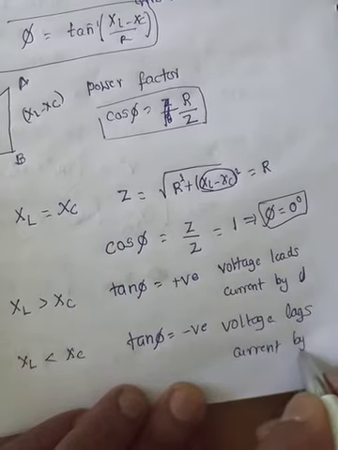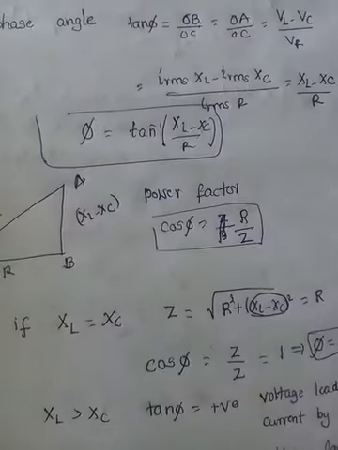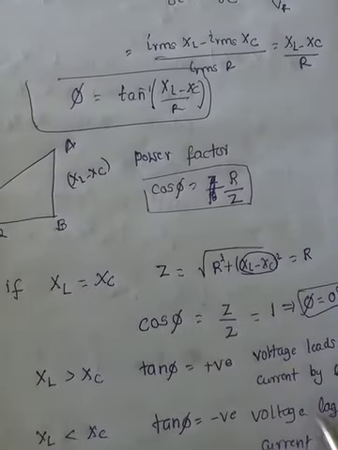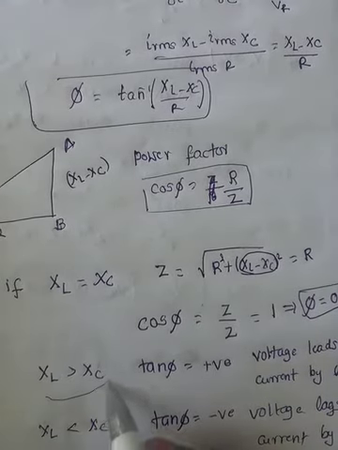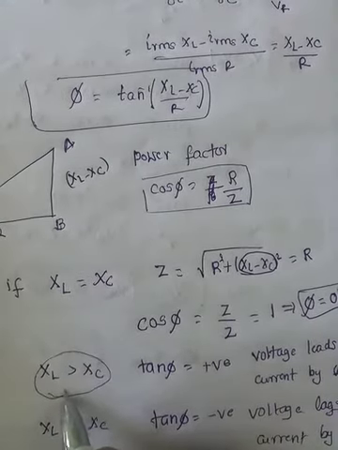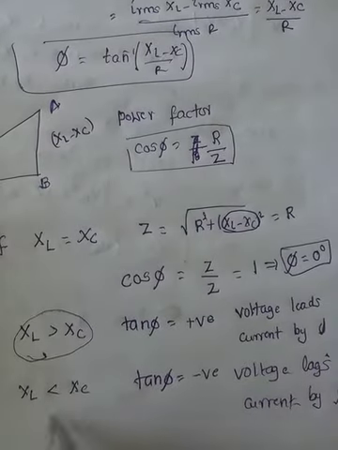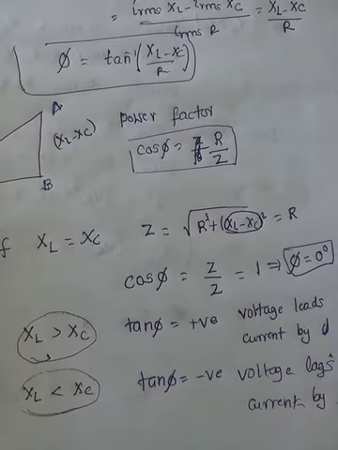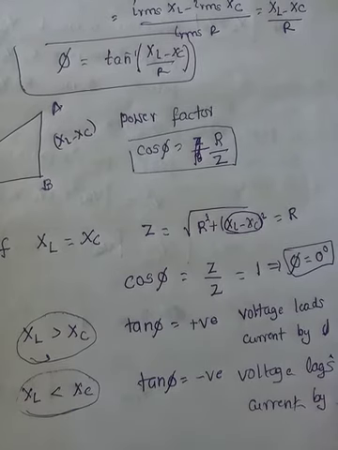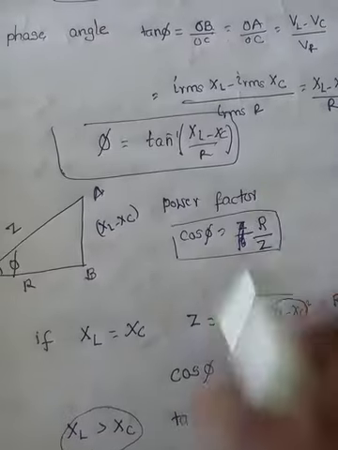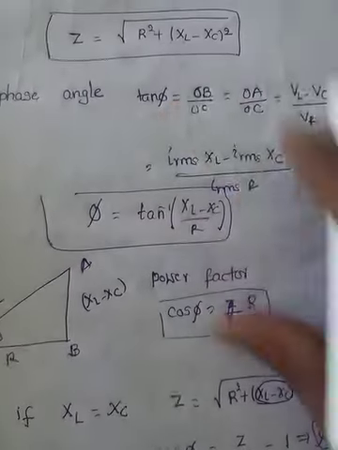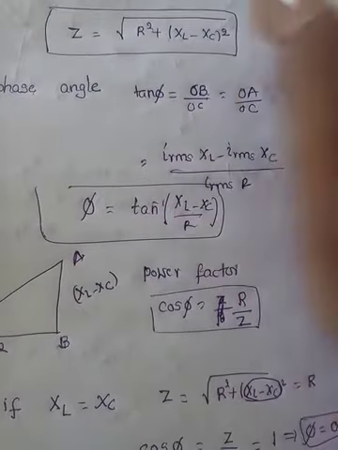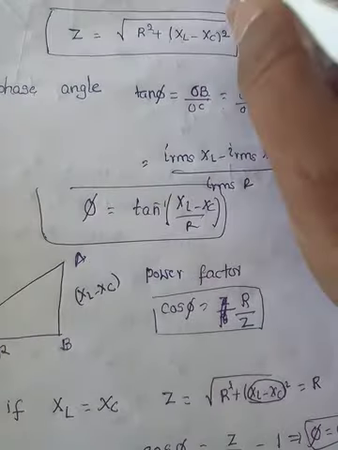In some problems they will say that voltage leads current, which means we should consider XL minus XC. If they say that current leads voltage, we should consider XC minus XL. That is the logic to understand here: we assumed the condition XL is greater than XC, that's why we got the answer XL minus XC whole square. In other cases, we can consider XC minus XL also.